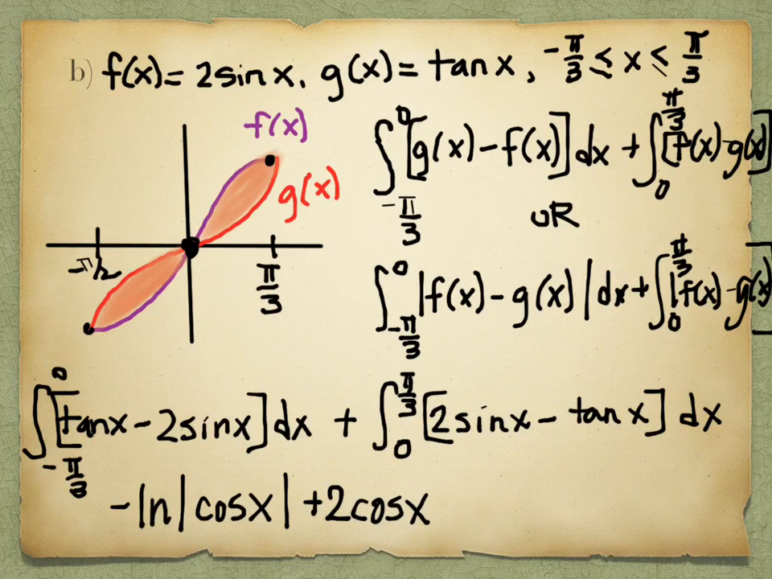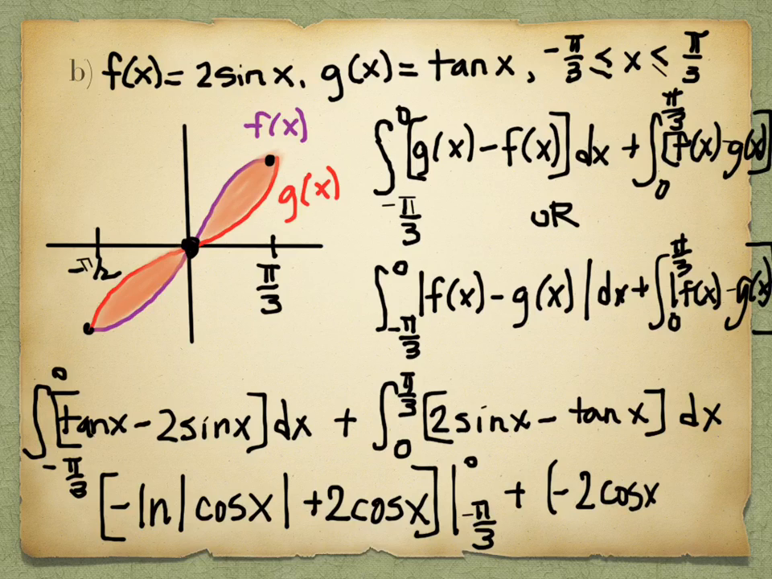All of this gets to be evaluated at 0 and at negative pi thirds. Okay. I have the second half of this thing, and let me go ahead and fill it in while I'm here. So this is 2 sine x. We already did that. That should be negative 2 cosine of x, right?